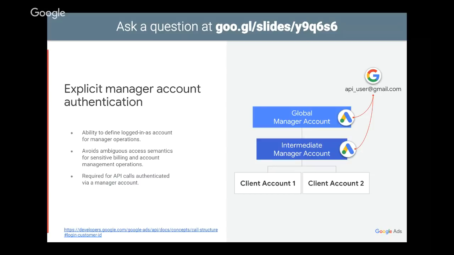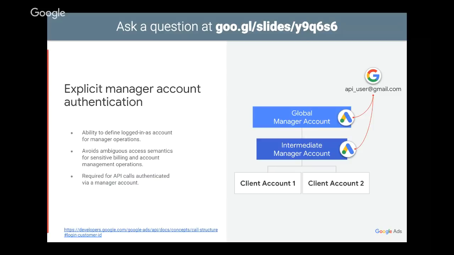So it makes it very explicit what you can do and what you can't do as that account you're logged in as. This avoids ambiguous access semantics for sensitive operations like billing and manager account link mutation. For example, if you were logged in with an account that had multiple access and you couldn't specify which one you meant, you could theoretically be acting as an account that you didn't mean to.